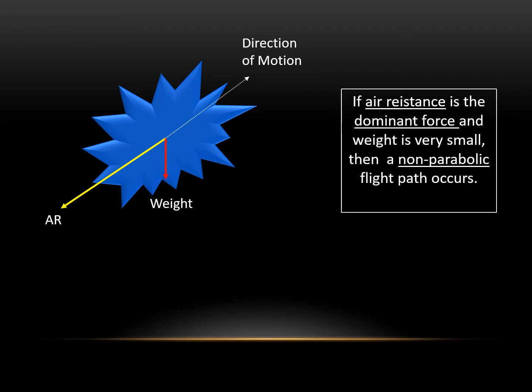This is the next box. We've got direction of motion again. We must always put direction of motion in. We've got our weight and we've got air resistance. So we can see that here the dominant force is air resistance, okay, and weight is a smaller force. If air resistance is the dominant force and weight is very small, then a non-parabolic flight path occurs, like so.